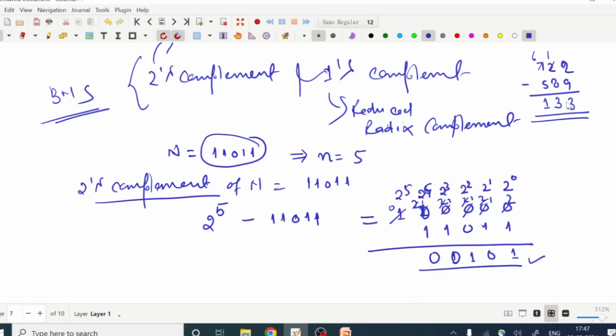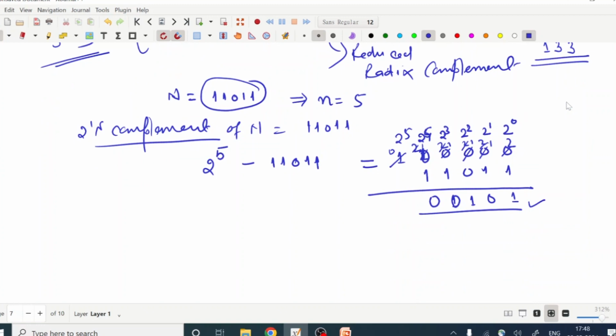A simple procedure to find the 2's complement of any number is this: we start from the unit place of a binary number and the bits are left unchanged until the first non-zero bit is encountered. When the first non-zero bit is encountered, then every bit after it is complemented: every 0 is replaced by 1, and every 1 is replaced by 0.